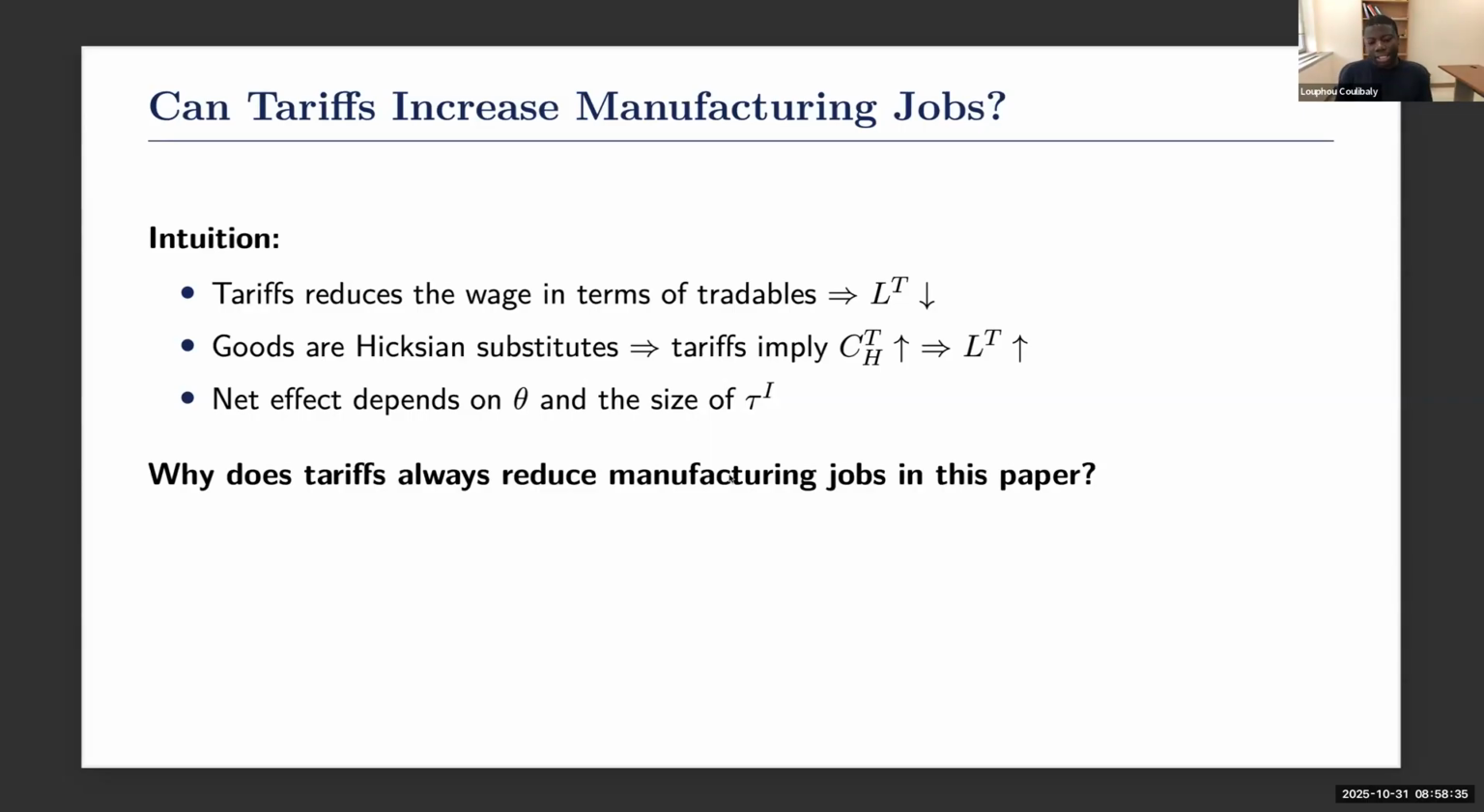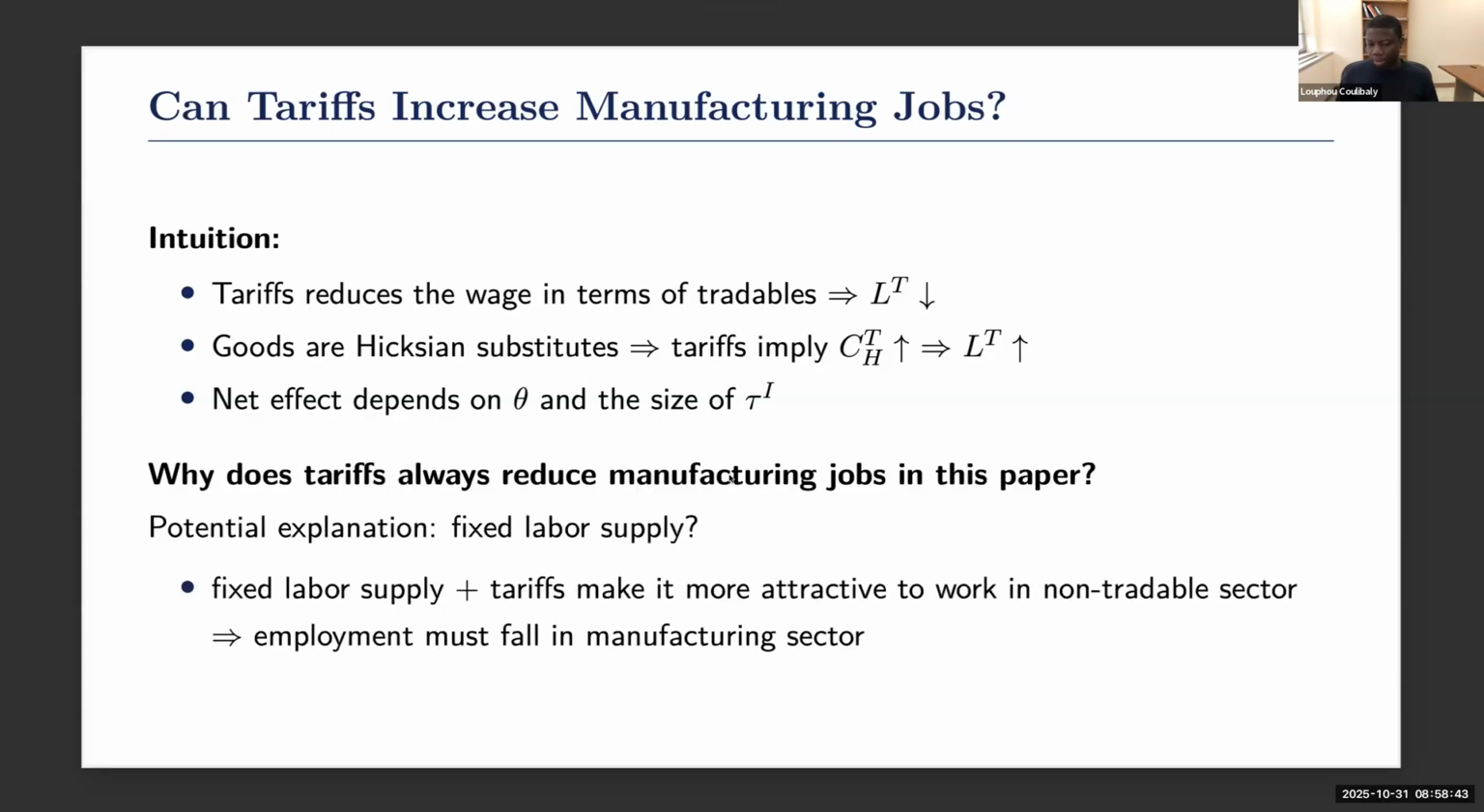Now the question is, why does tariff always reduce manufacturing jobs in Dima and Oleg's paper? And the answer is that they have fixed labor supply. That's my intuition, and maybe it's wrong, but the idea is that if you have fixed labor supply and you have tariff shocks, it's always more attractive for households to work in the non-tradable sector, which is not affected, quote unquote, by this tariff shock, than working in the tradable sector. So relatively, they want to work more in the non-tradable sector. Employment is fixed, so you always have this reallocation of hours toward the non-tradable sector. And that's why in their paper, it doesn't matter.